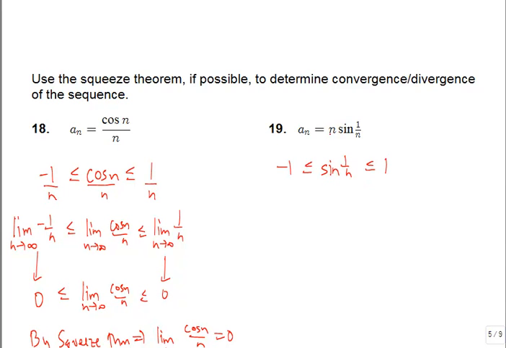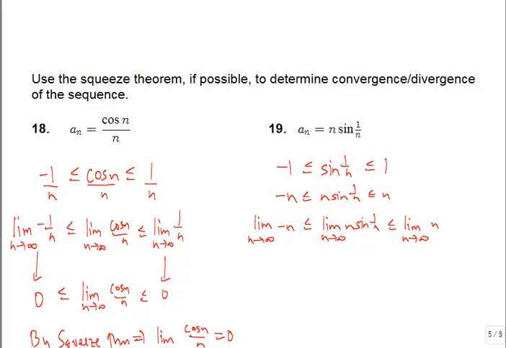So now, since n is a positive number, because remember your n's are always positive integers, if I multiply all three of these inequalities by n, then this would become -n, n times sine of 1 over n, and n. So this inequality is still true as well. So now let's try our squeeze theorem on this. So if I take the limit as n goes to infinity of the left, the middle, and the right, what are we going to get?